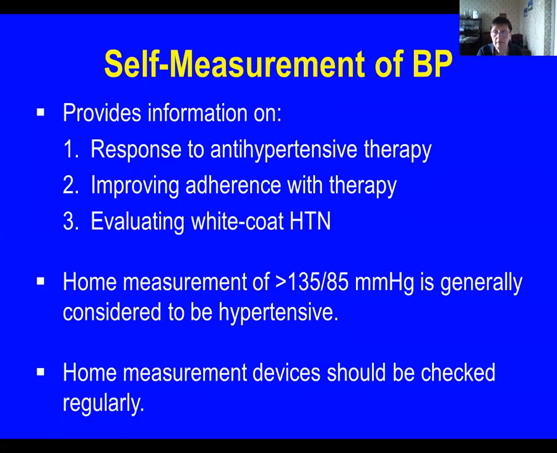Self-measurement of blood pressure provides information about response to the therapy, and also it is used for evaluating white coat hypertension. So a level of home measurement more than 135 to 85 is considered to be hypertensive.